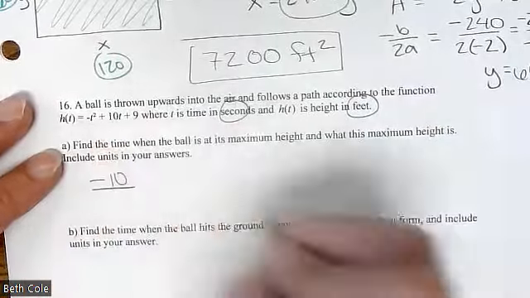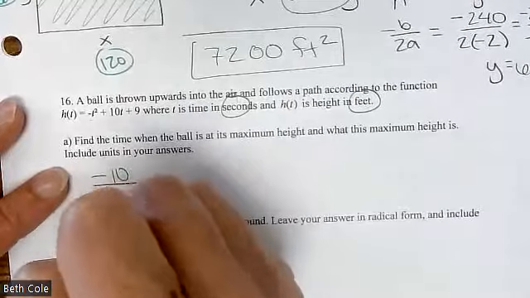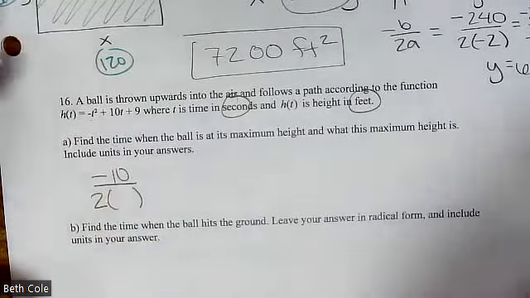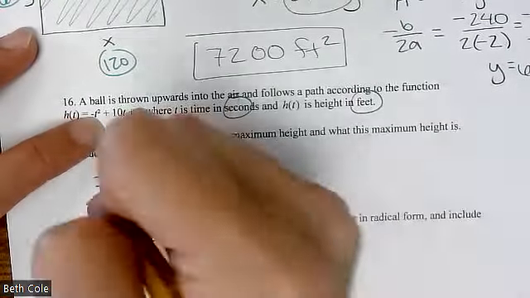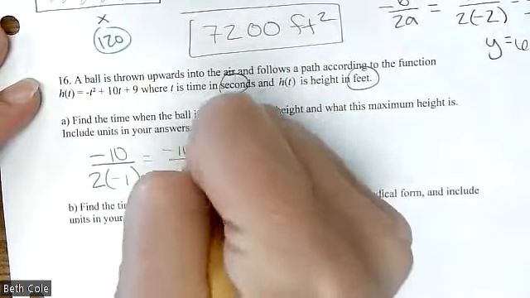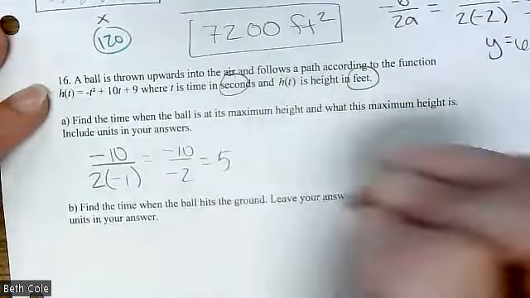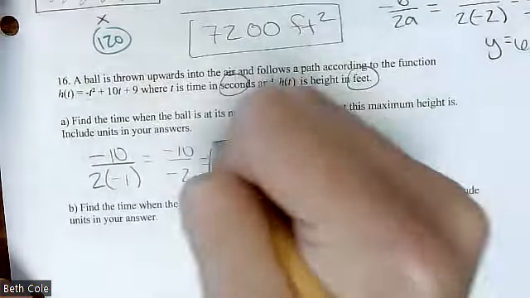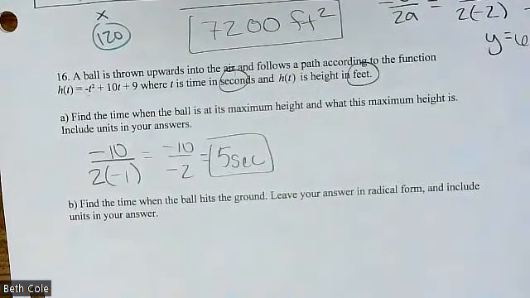10, good, negative 10 over 2 times a. So what's a? Negative 1, good. So that's negative 10 over negative 2, which would be 5 what? Seconds. 5 seconds is the time. How do I get the actual height in feet? Well, I'm going to take 5. Do what with it? Plug it in.